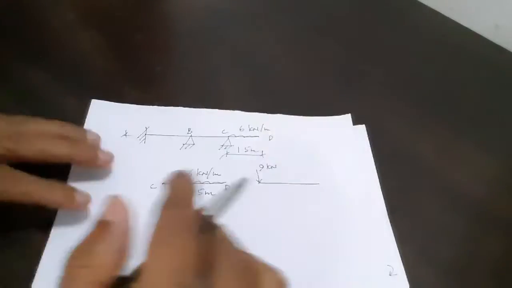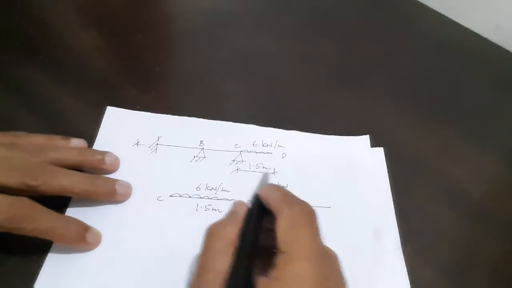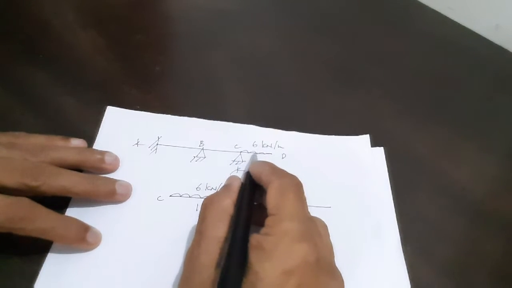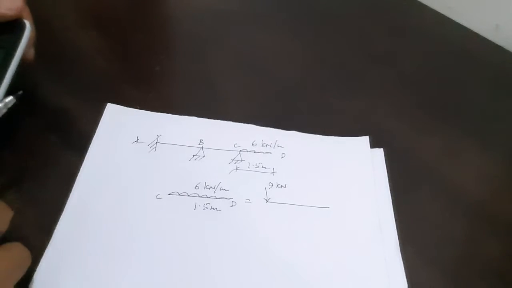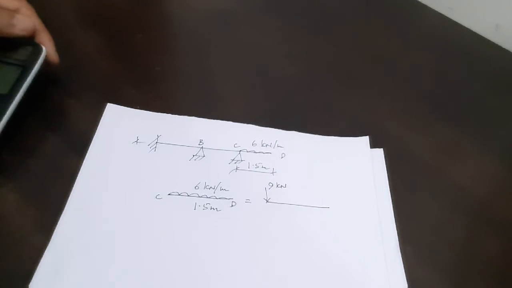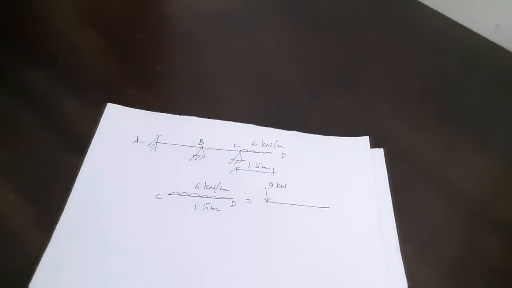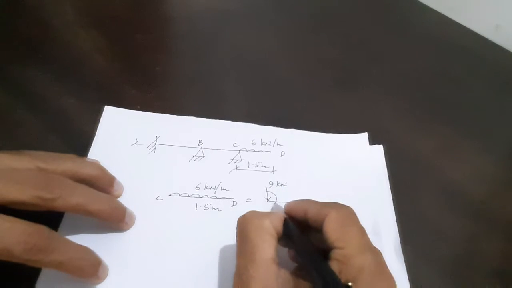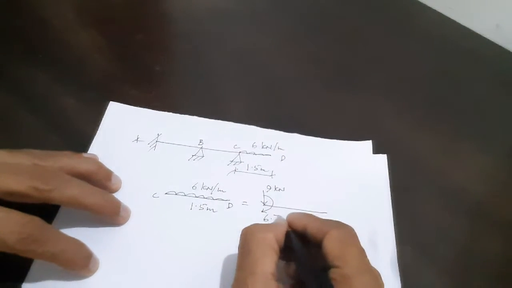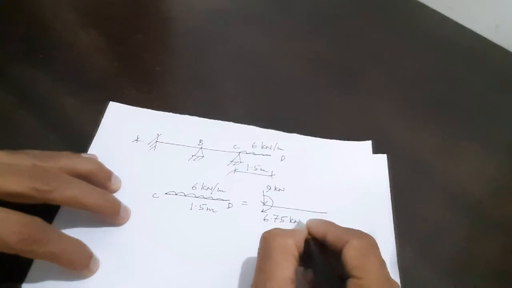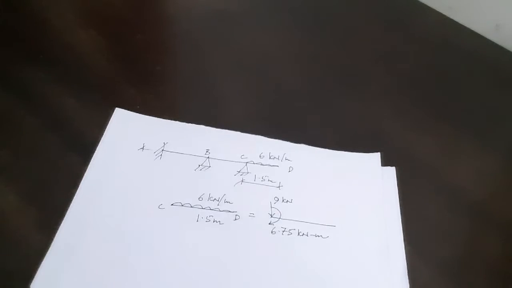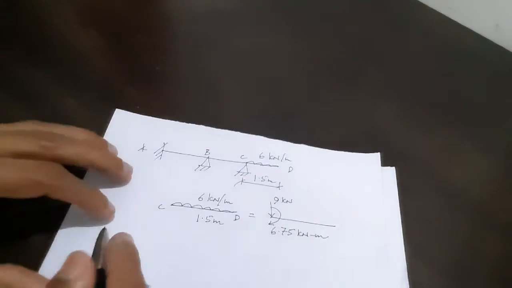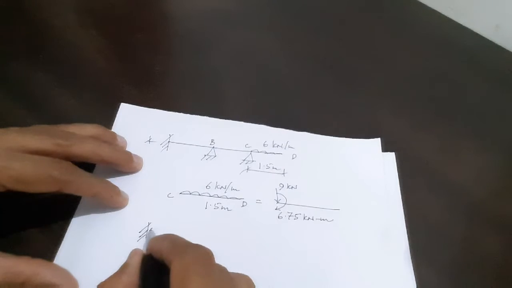And what is the moment? 6 into 1.5 is the load, acting at 0.75 meters from this. So that comes out to be 6 into 1.5 into 0.75, which is 6.75. So these two structures are equivalent, 6.75 kilonewton meters. So this structure is equivalent to this structure. So I can write now the equivalent structure as this ABCD equivalent structure.